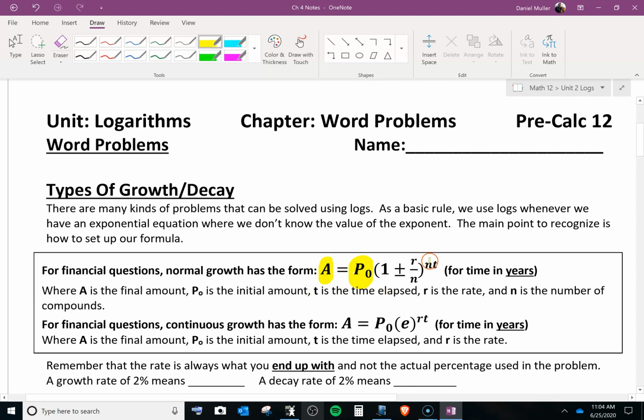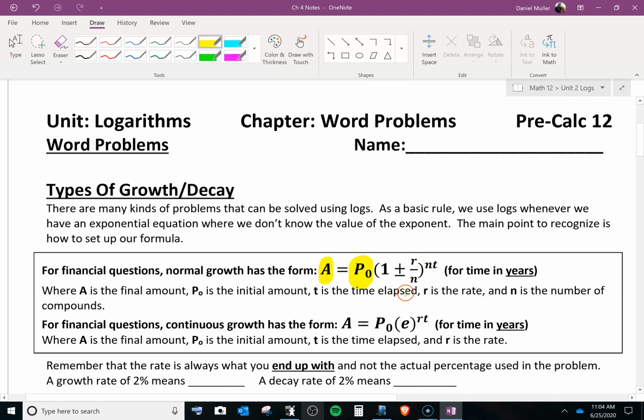Now it says there t is time. That's pretty straightforward. And r is your rate. Sometimes you grow or you decay at certain rates, usually something like 2% or 3% or 7% or 12%. It's usually a percentage, so we cannot put a percentage in here. We need to turn it into a decimal, which means we're going to divide by 100.